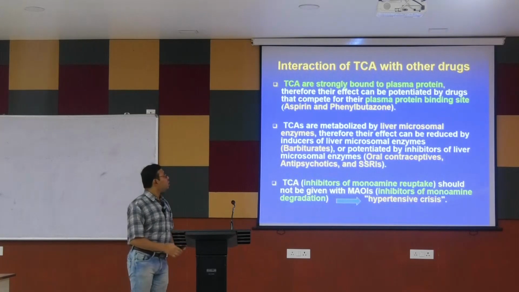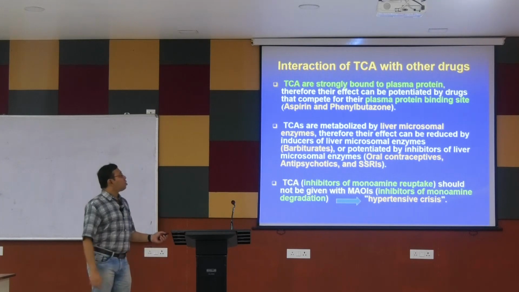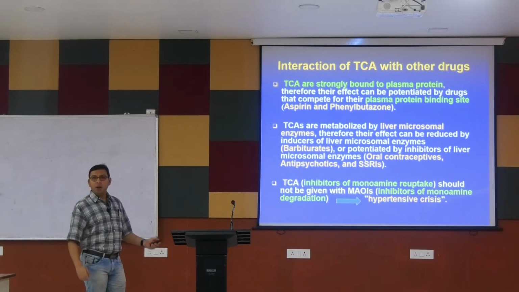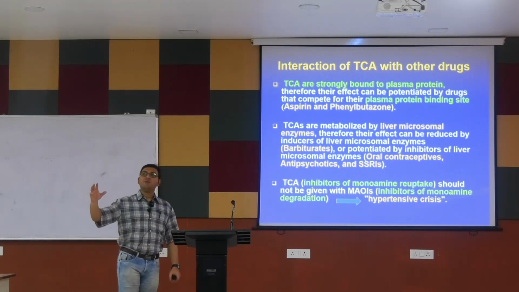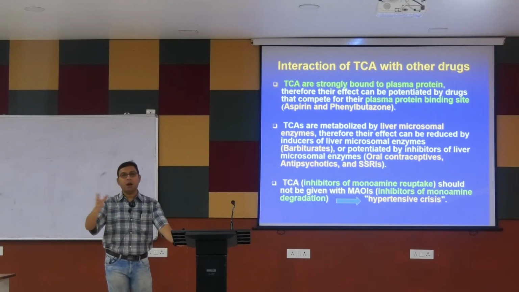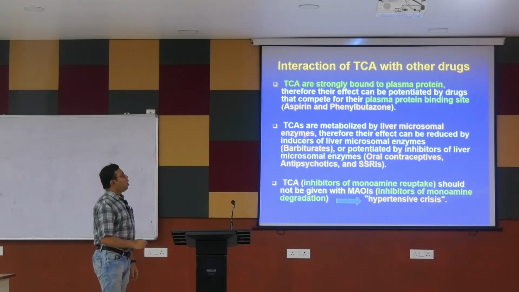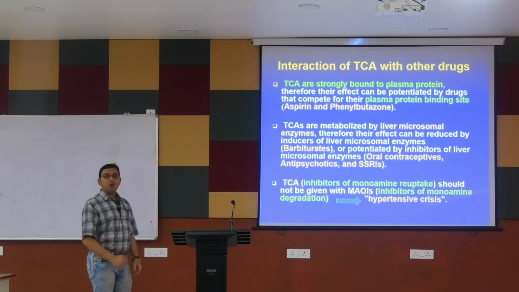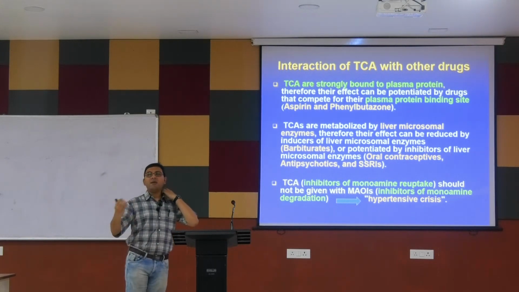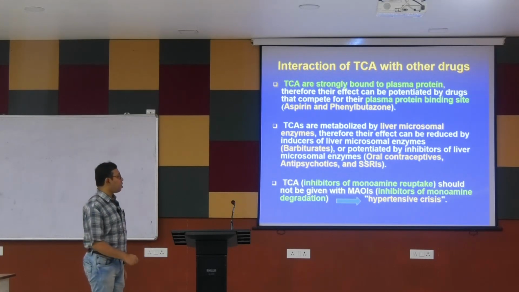Okay. And there may be interactions with other drugs also. They are strongly bound to plasma protein. That's why some other drugs can replace these drugs from their plasma protein binding site, which can lead to toxicity of the drug also. They are metabolized by the liver microsomal enzymes. Again, other drugs that can inhibit or induce these liver microsomal enzymes may cause problems with the metabolism of these drugs.